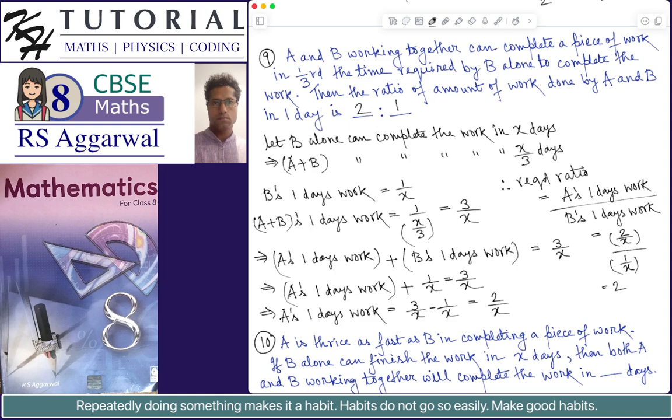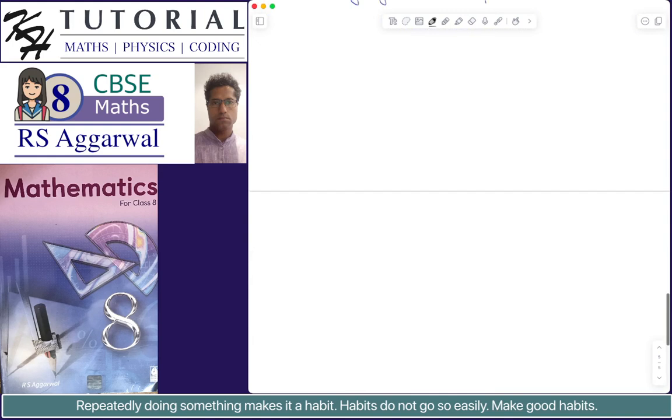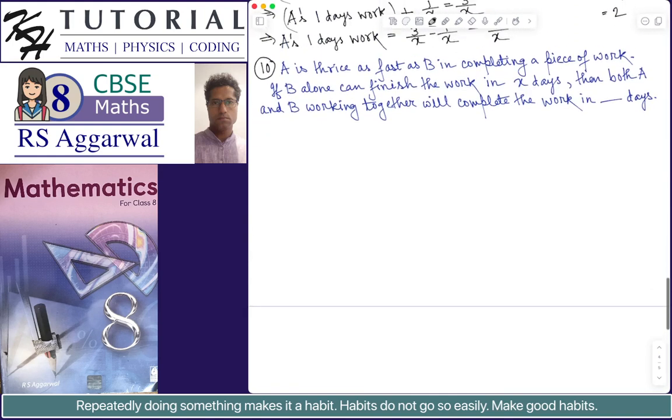Okay, let's do the last problem. Problem number 10. A is thrice as fast as B in completing a piece of work.